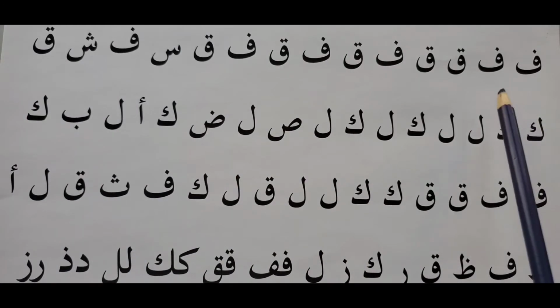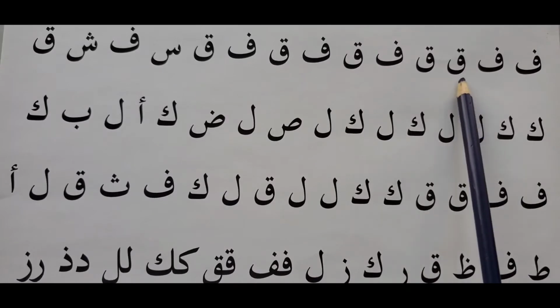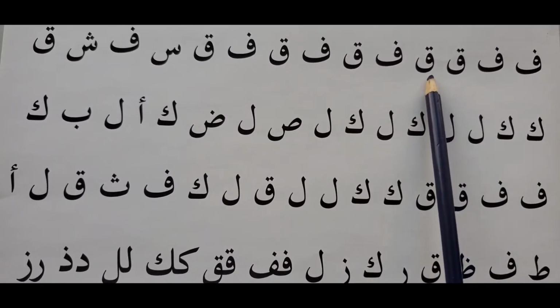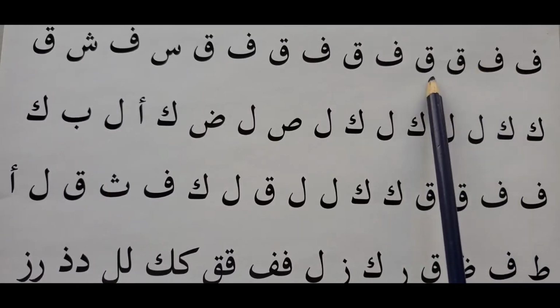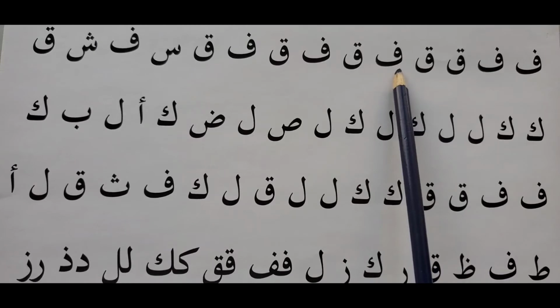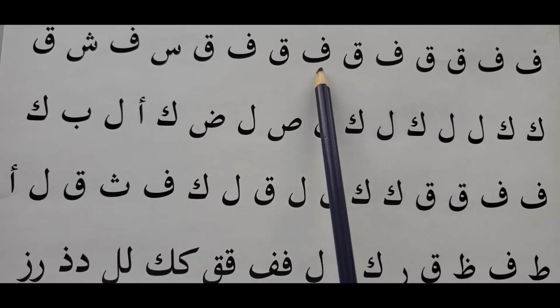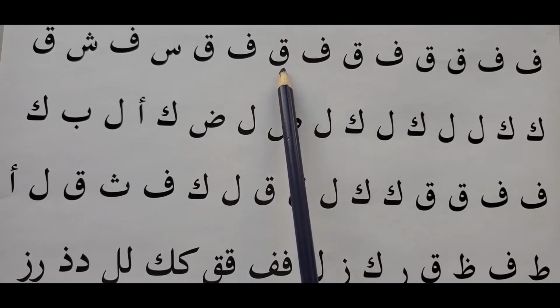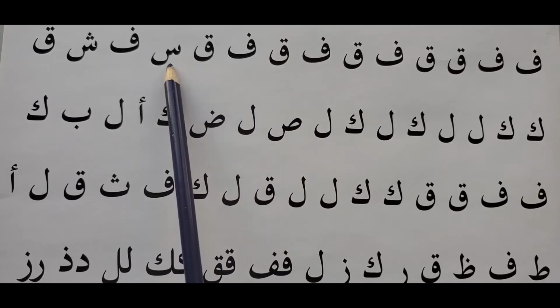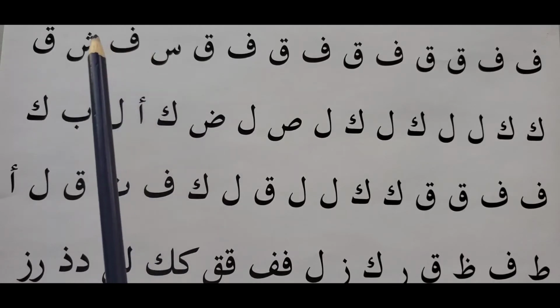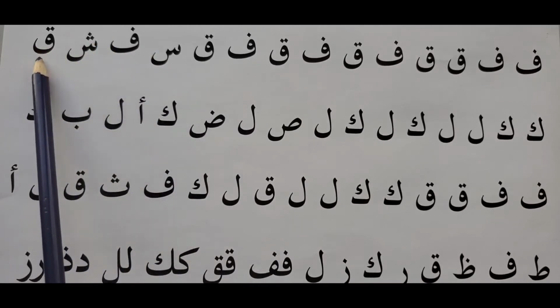So we have fa, qaf, qaf, fa, qaf, qaf, fa, qaf, qaf, fa, qaf, sin, fa, sheen, qaf. Then we have kaf and kaf.